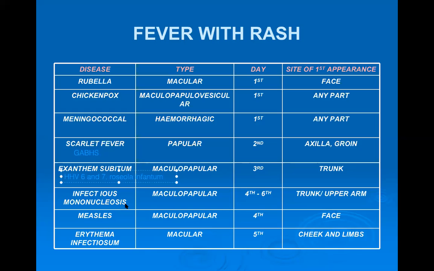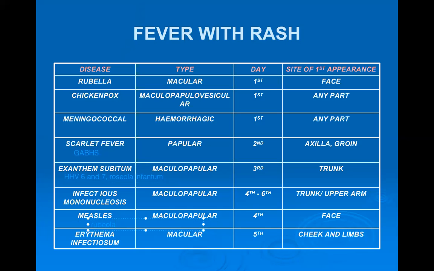Another important viral infection which causes rashes is called measles. In measles, there is maculopapular rash. It is caused by the measles virus. And another term for measles is rubeola.